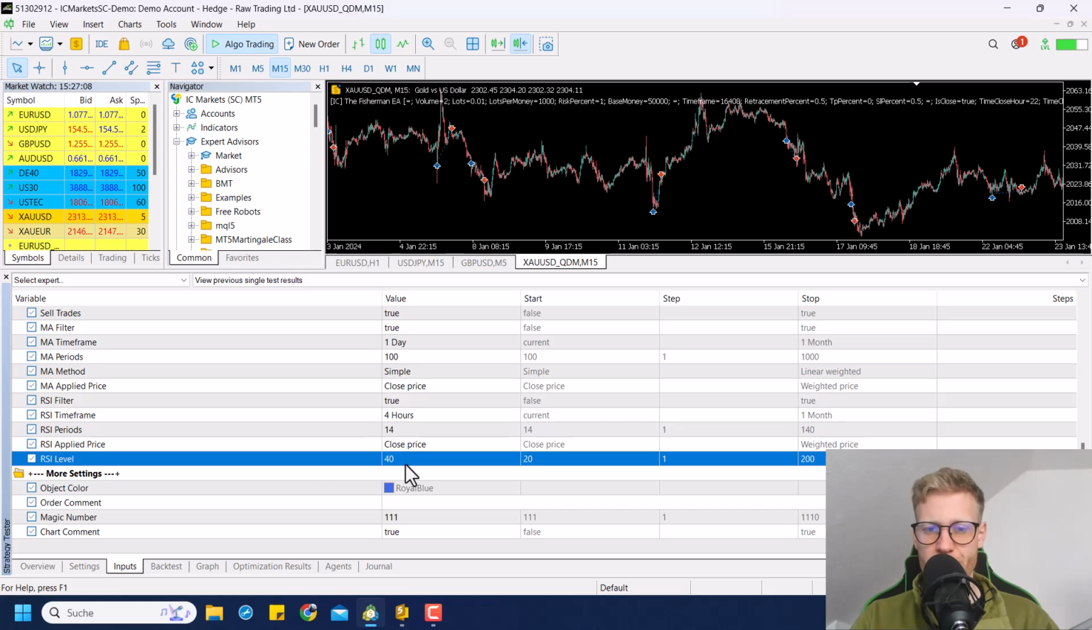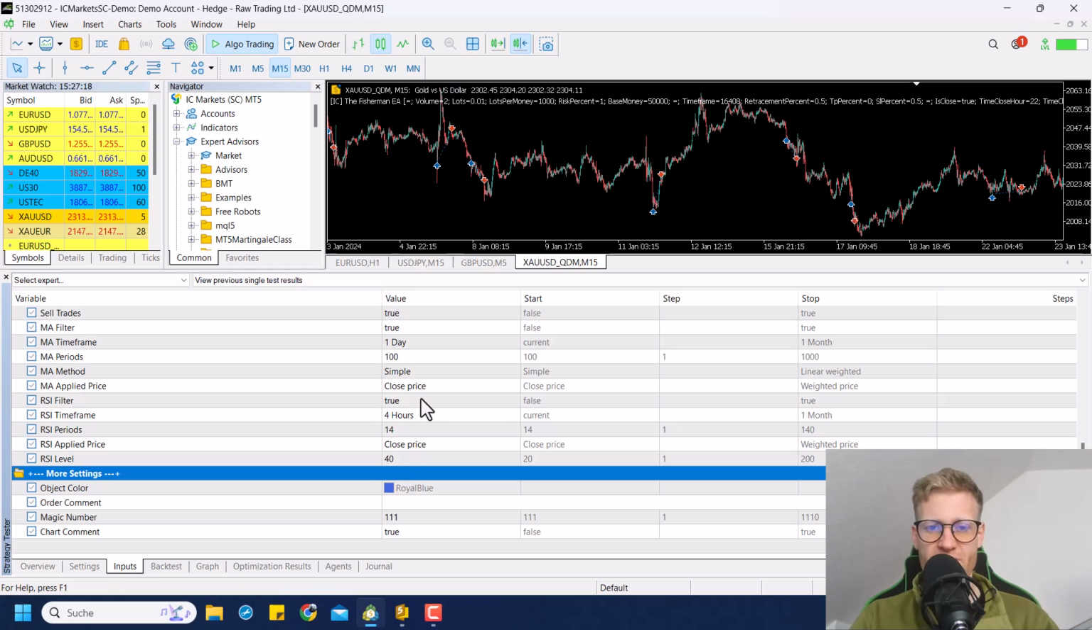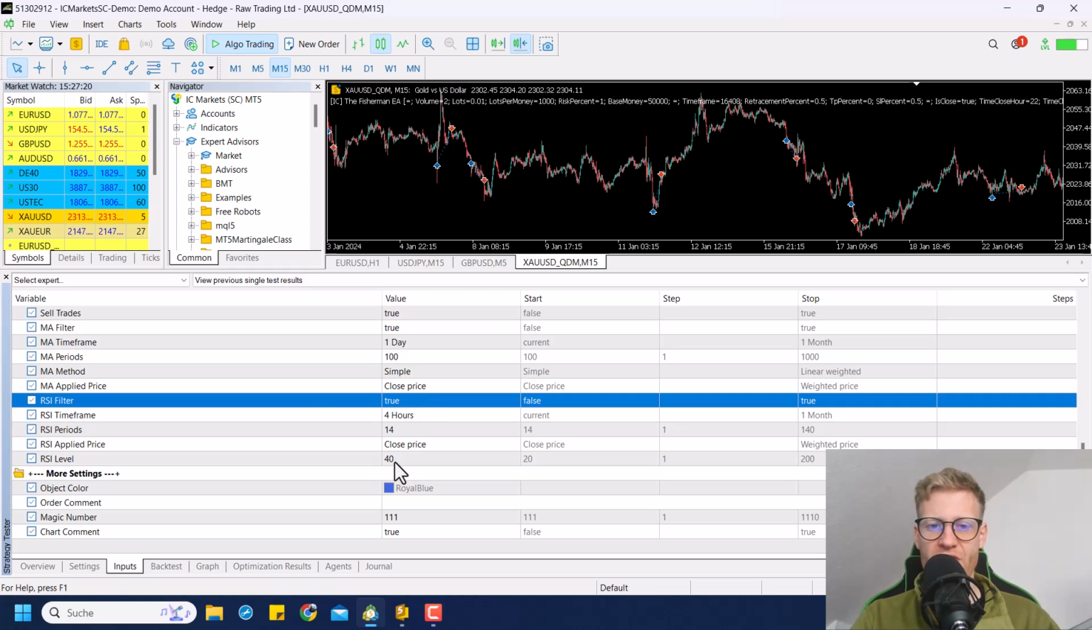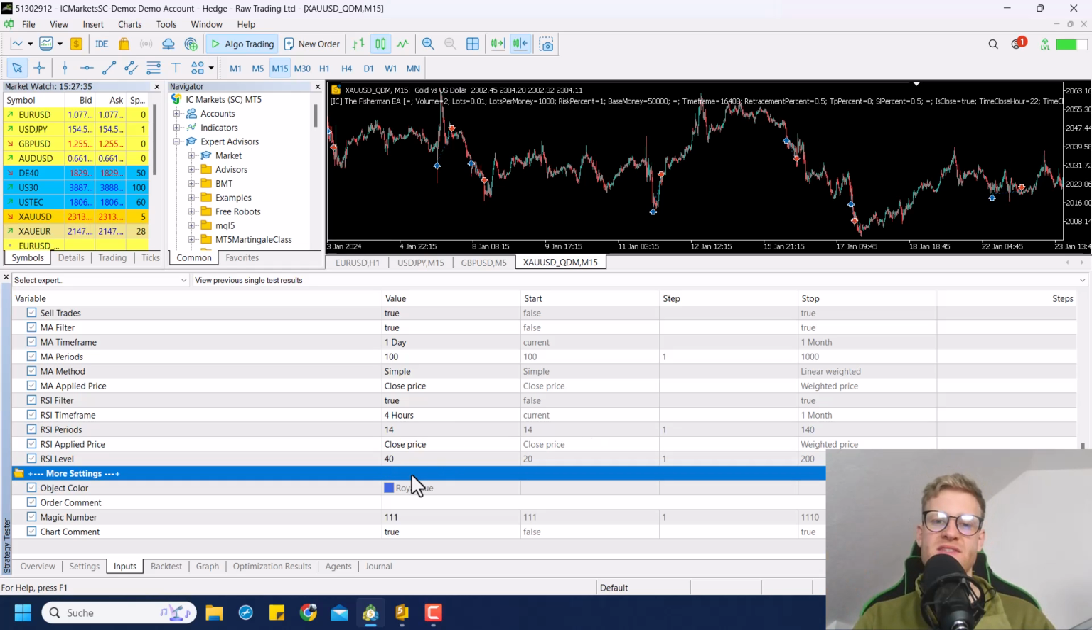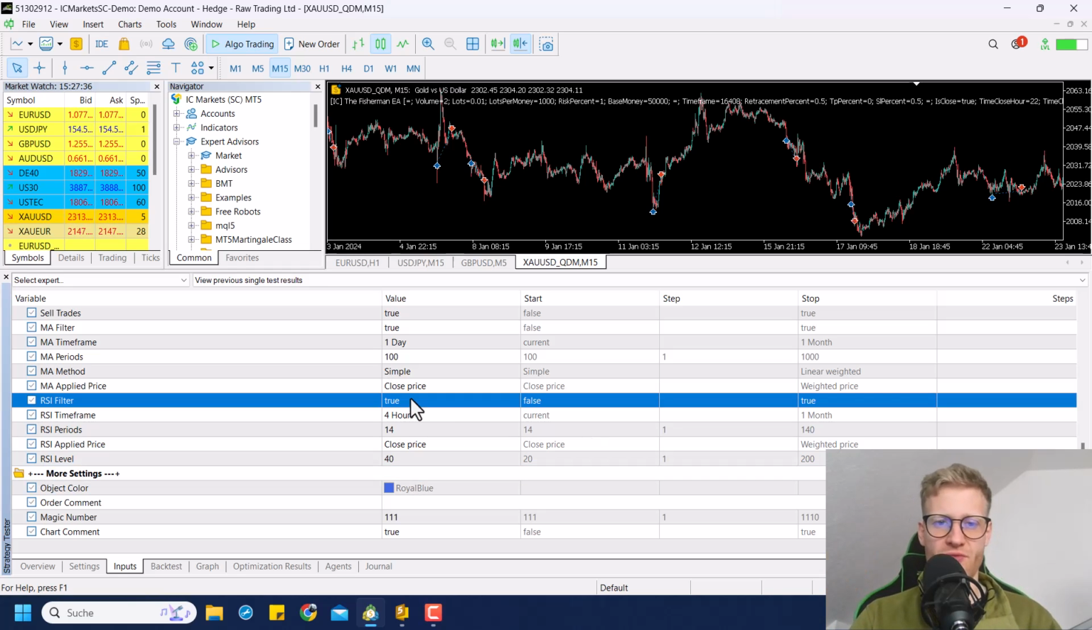And 40 would mean that the levels are 40 and 60. And for example, 20 would mean that the levels are 20 and 80. So if the RSI filter is true and the RSI value at the last finished bar is below 40, this would mean that we are allowed to open buy trades. If it's above 60, we are allowed to take sell trades. So this is how you can use the RSI filter.